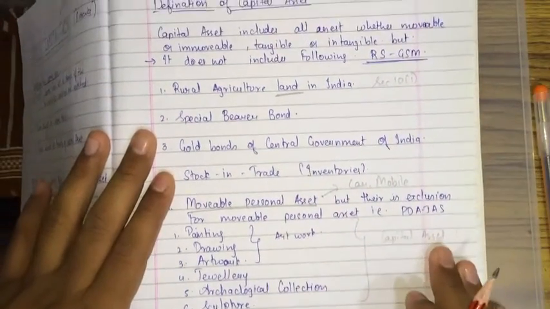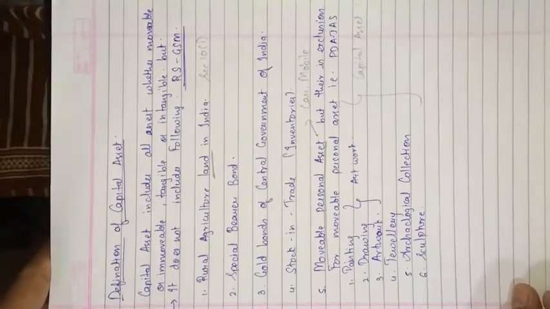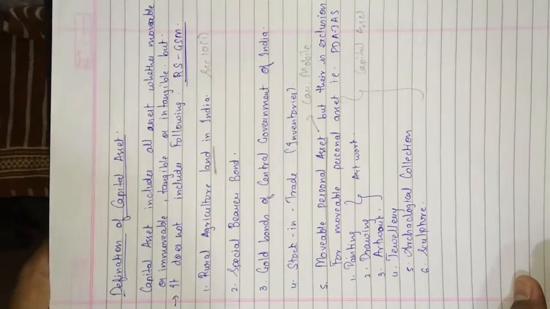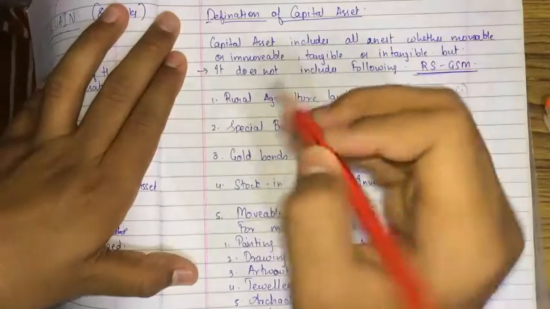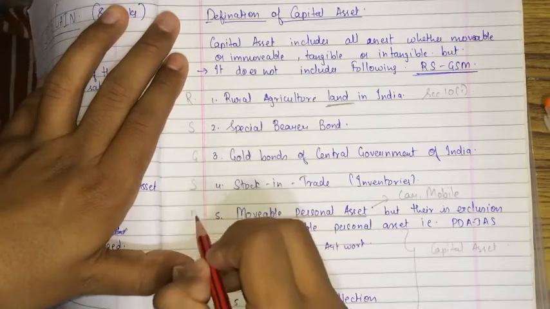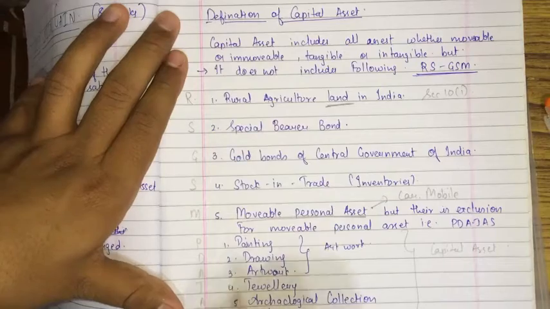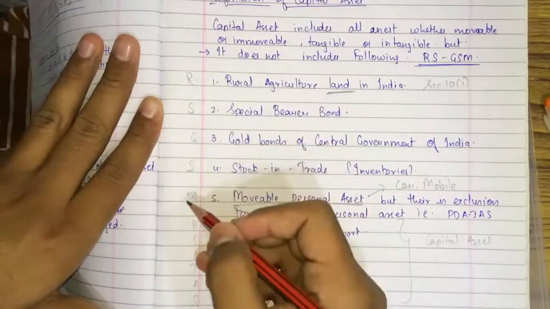Please note this much down. Please take a screenshot and copy it down. I hope you have copied it down. After copying down, please write the acronyms R, S, G, S, M excludes PDA Jazz. Please note it down: PDA Jazz and RSGSM.